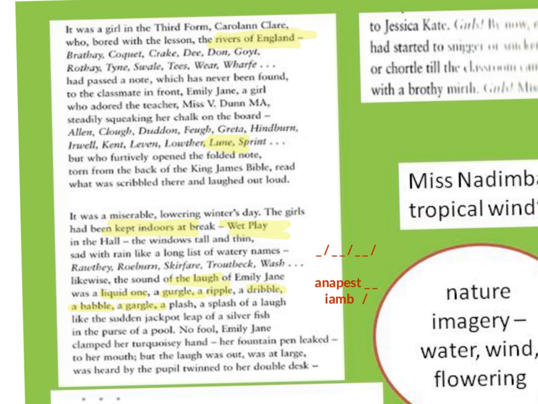The rhythm changes again, so we've had a babble, a gargle, and then we speed the rhythm again to a plash, a splash of a laugh. So very musical sort of rhythm here, as befits the notion of an écriture féminine. We also have this interesting simile here as well. The laugh is like the sudden jackpot leap of a silver fish in the purse of a pool.